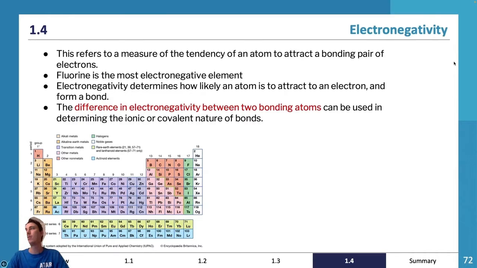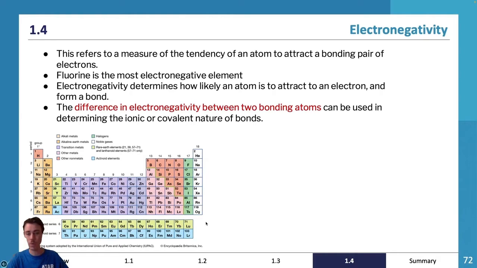So, electronegativity. Electronegativity will help us with bonding a lot more, because electronegativity refers to the tendency of atoms to attract a bonding pair of electrons. Fluorine is the most electronegative element. Electronegativity determines how likely an atom is to attract an electron and form a bond. The difference in electronegativity between two bonding atoms can be used to determine the ionic or covalent nature of the bond. So as you can see here, fluorine is the strongest.